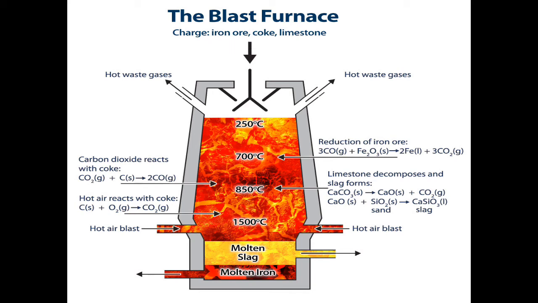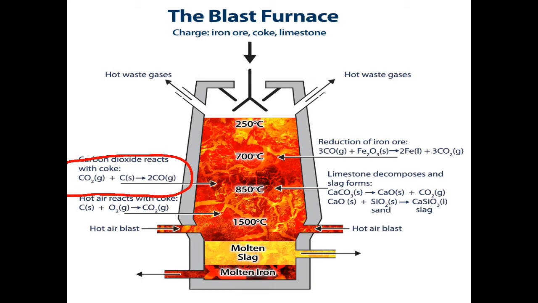The very first reaction which takes place in the blast furnace is when hot air reacts with coke. Chemically, carbon is oxidized with oxygen to give carbon dioxide. The second following reaction is when carbon dioxide reacts with coke. And in this step, carbon dioxide reacts with carbon to give carbon monoxide. Now this is the main reducing agent which is produced in the furnace by coke and hot air.